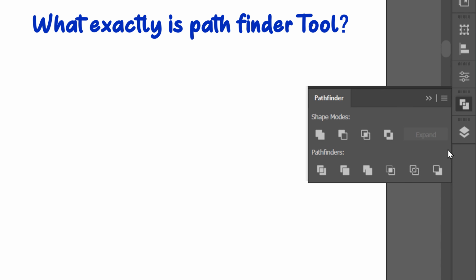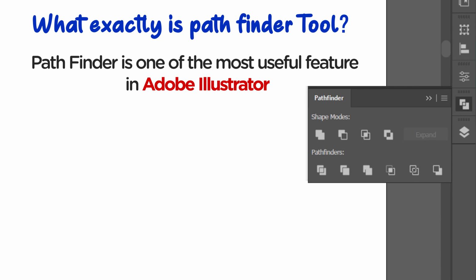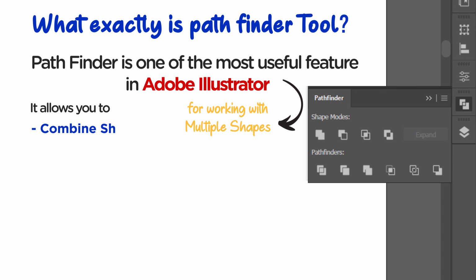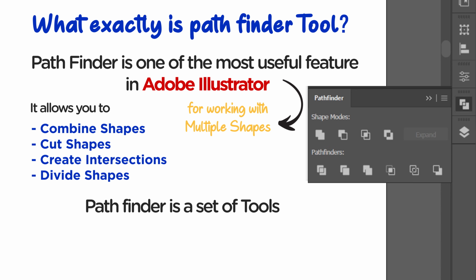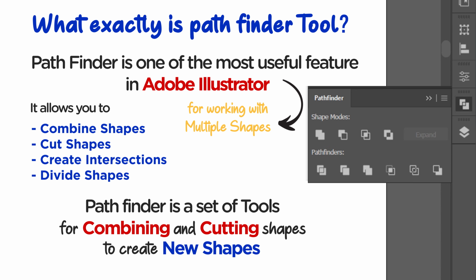So, what exactly is the Pathfinder tool? The Pathfinder tool is one of the most useful features in Adobe Illustrator for working with multiple shapes. It allows you to combine shapes, cut shapes from each other, create intersections, and divide shapes into different parts. Pathfinder is a set of tools for combining and cutting shapes to create new shapes in Illustrator.